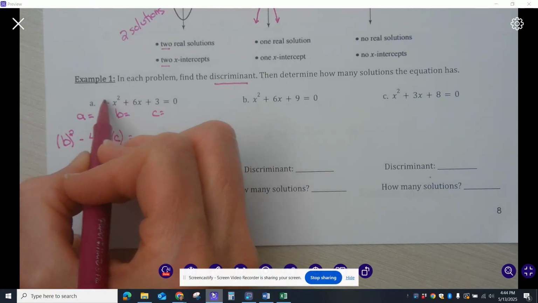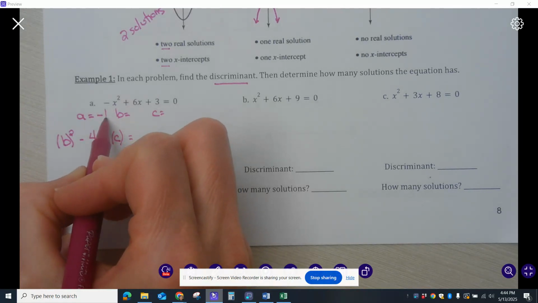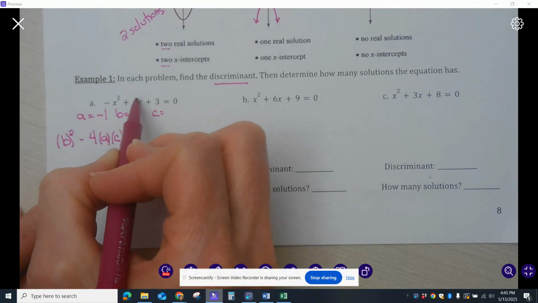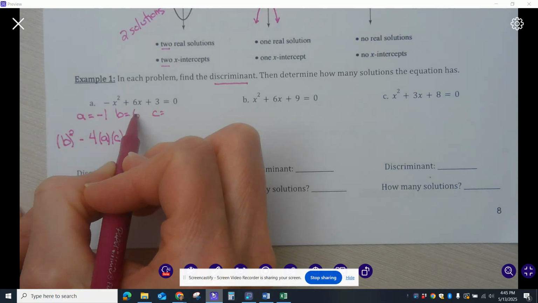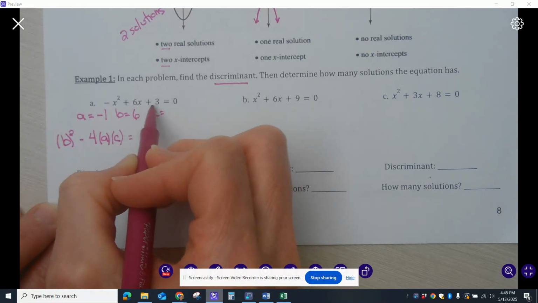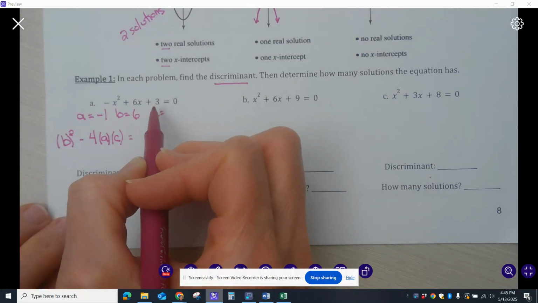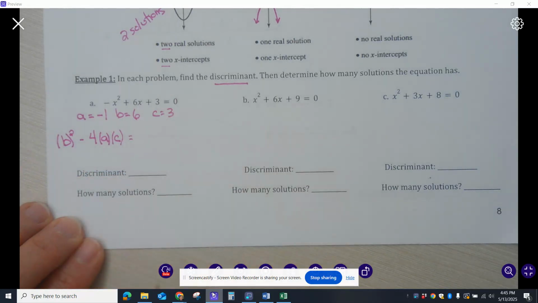Now let's go to our quadratic equation. Remember, A is the coefficient in front of the x squared, so that's a negative 1. B is the coefficient in front of the x, so that's a 6. And C is the constant term hanging off the end, so that's a 3.